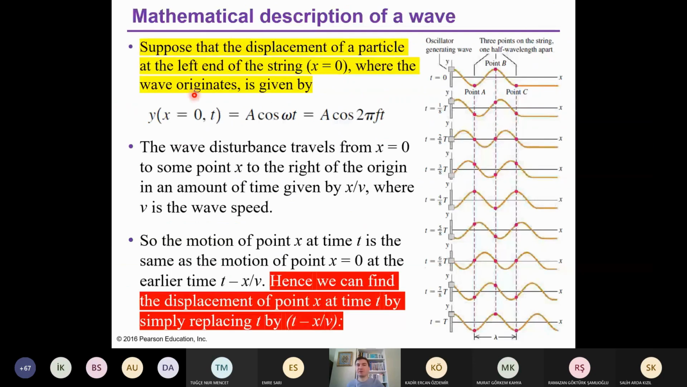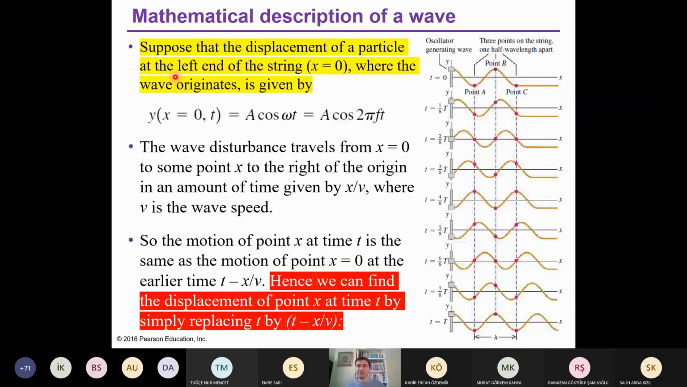Okay, let me continue with the mathematical description of a wave. During the last lecture on periodic motion, simple harmonic motion, we produced some equations in order to define the periodic motion. So we will use this previous information and we will do the same, okay? The mechanism is very simple.